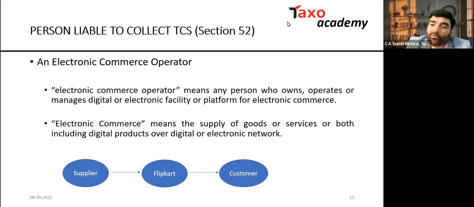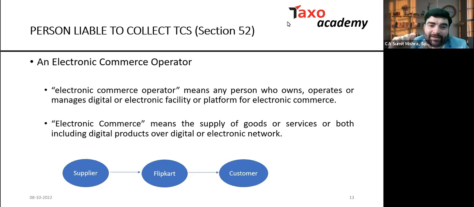TCS is applicable on those transactions where there is a platform and a third person is coming on that platform, listing their products, and some buyer is coming on that platform and placing the order. In that scenario, like Flipkart is doing, Amazon is doing, Meesho, there are a number of portals you can see nowadays. They are just providing a platform. They are not trading there, they are not selling their own product. That's the important thing you need to understand.